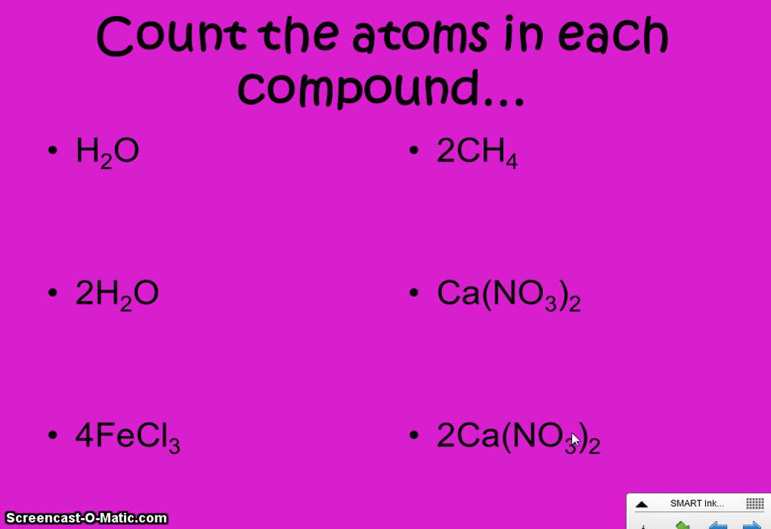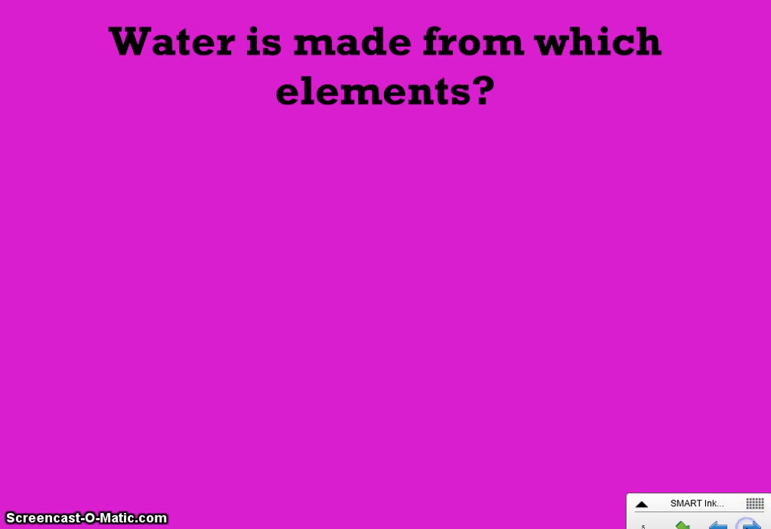Counting atoms is the most important piece to being able to balance. You have to be able to know how many atoms you're starting with to make sure that you're ending with the same number, so you know you're not breaking that law that Mr. Antoine came up with. So we're going to look at an example here.